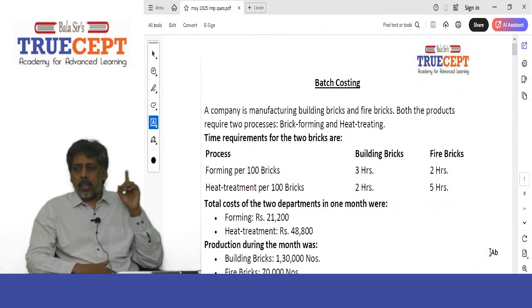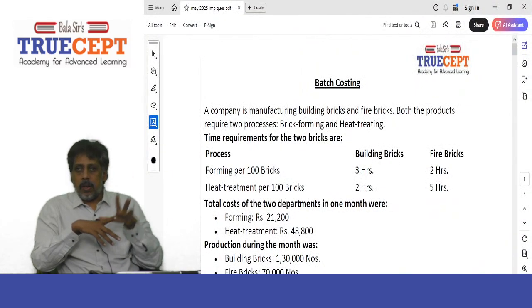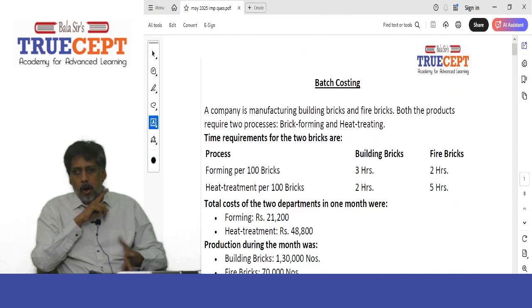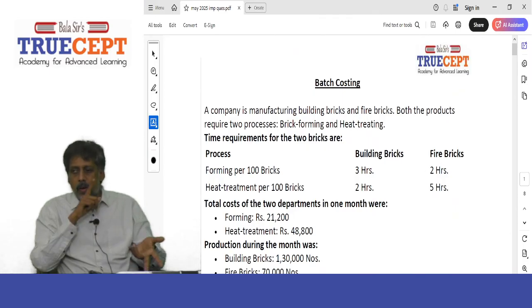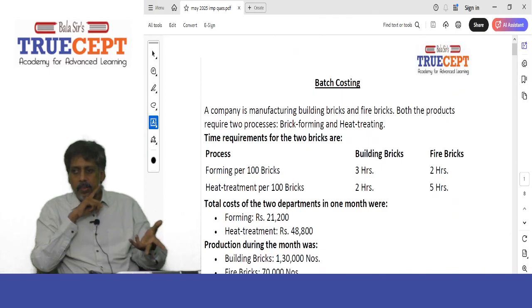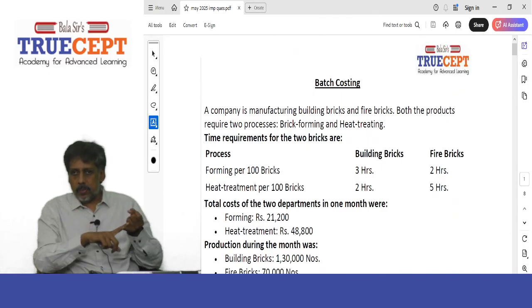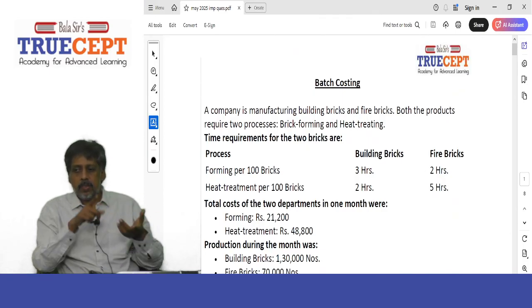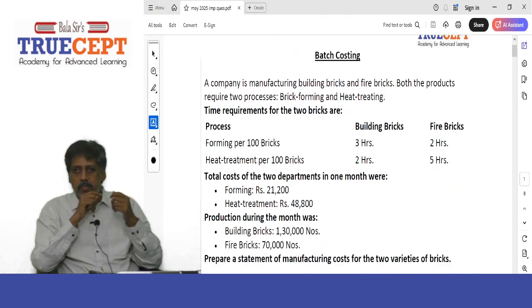Okay, so now let us go ahead and take an example on batch costing. Here they have given data regarding two products that go through two processes, and these bricks are produced in batches. This is a very old CA Inter examination question. So let's go through this question.